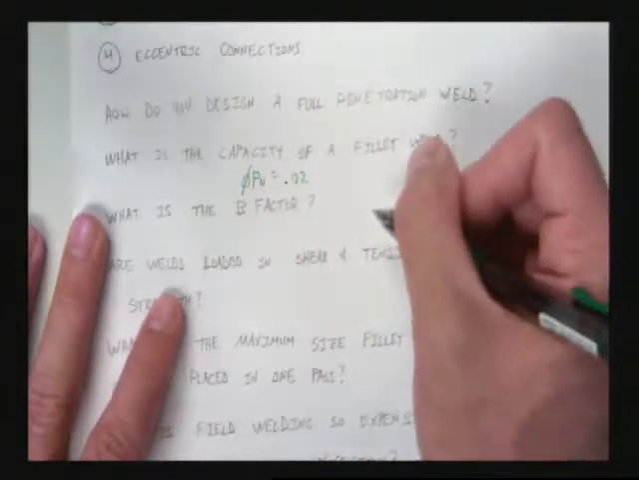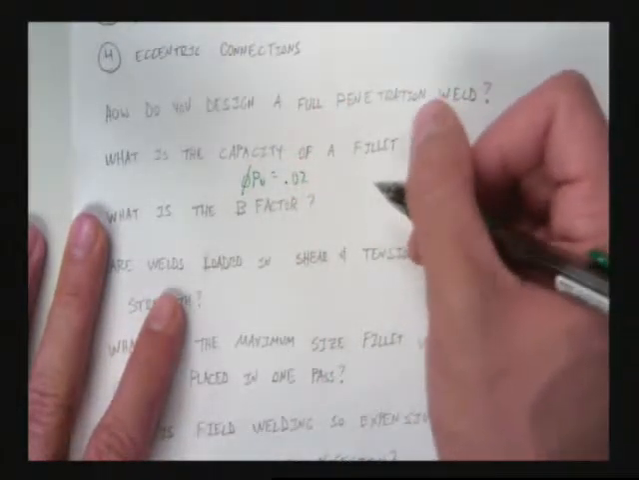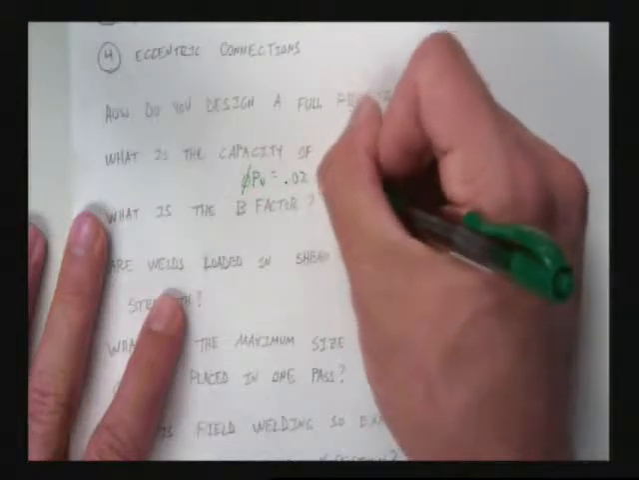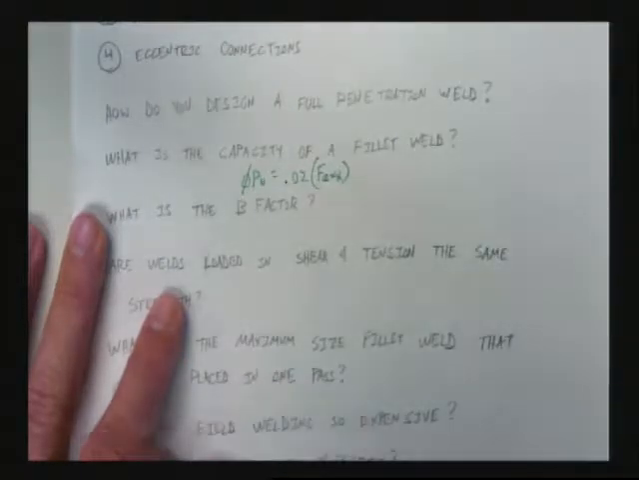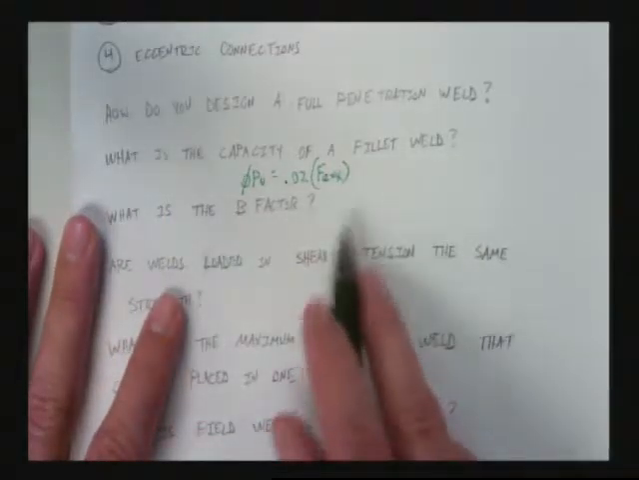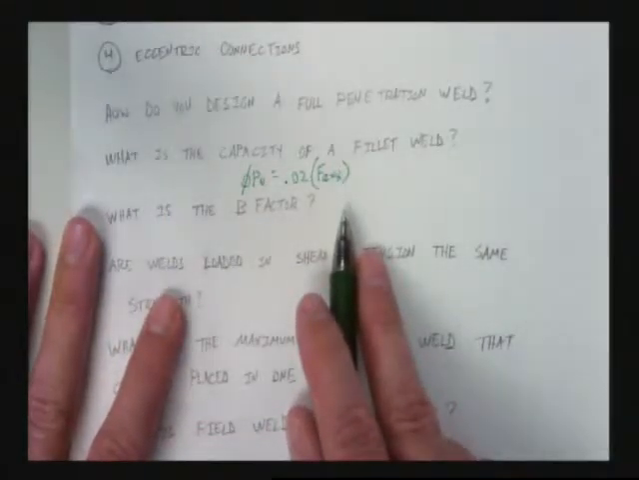The weld. FEXX, the electrode strength. So grade 70, what do you put in there? Or sorry, in an E70 you'd put in 70 KSI. An E60 you'd put in 60 KSI. An E80 you'd put in 80 KSI. What else? D and L.